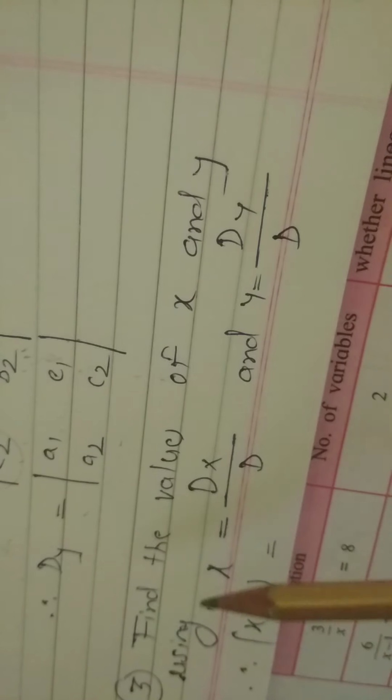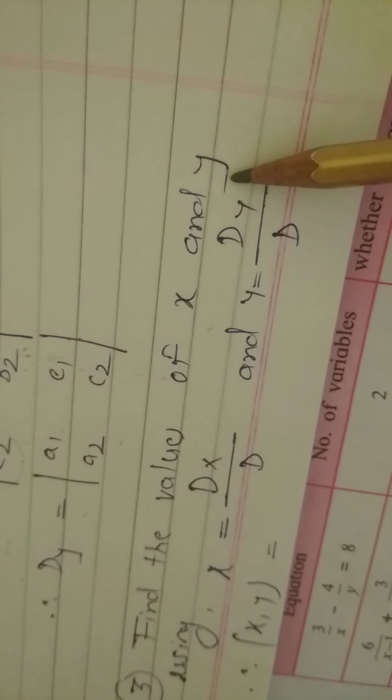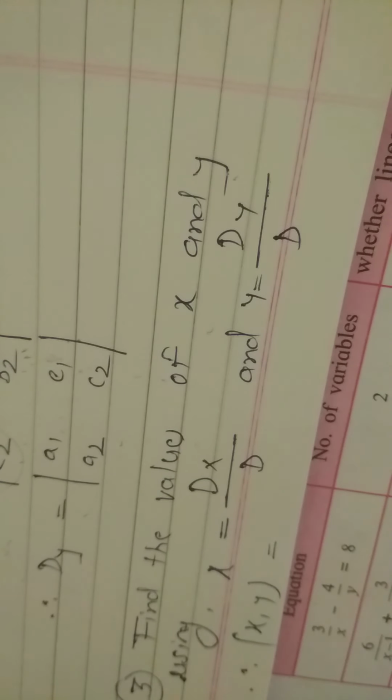Okay, now the last step is to find the value of x and y, because when you solve the simultaneous equations, ultimately we find the values of x and y.